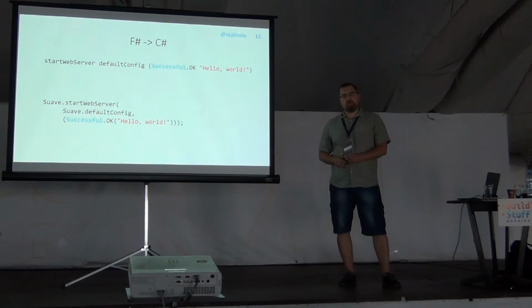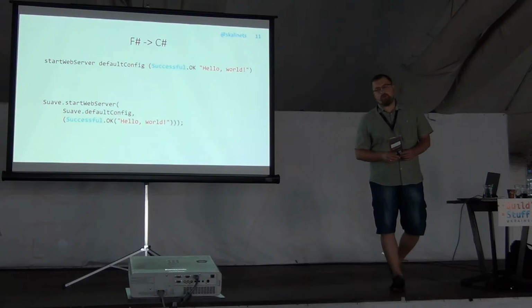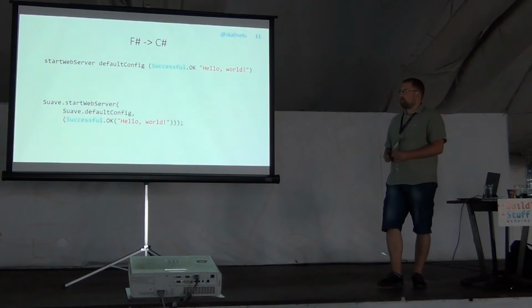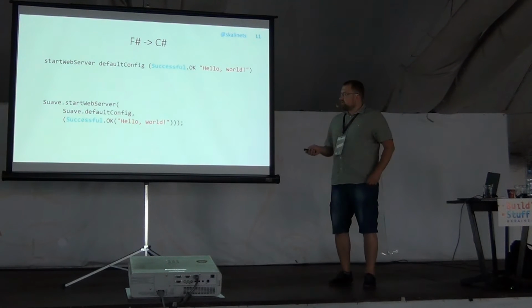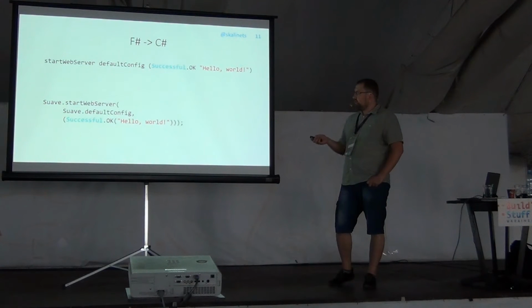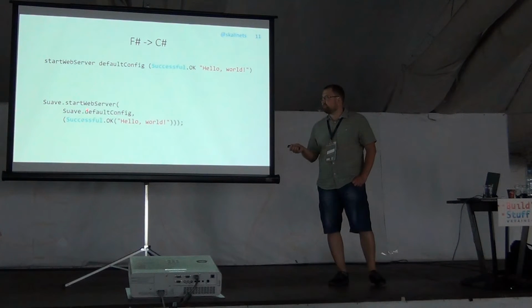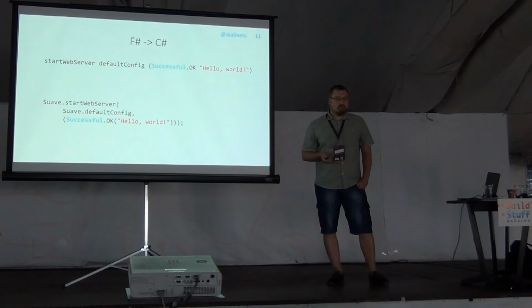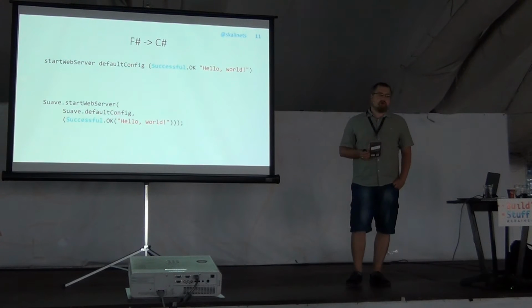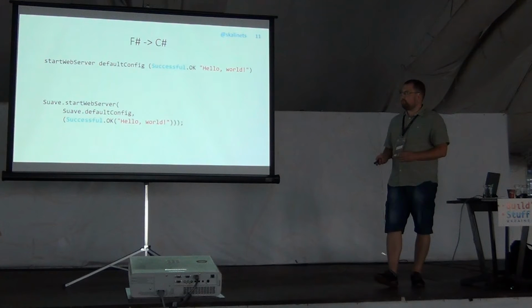Basically, every piece of code in Java or C# should be located in some class. In F#, it's not necessary, and it's not needed at all. So here we see the method start web server, that accepts two parameters. One is config, and another is something called web part. This web part is the main building block of the Suave library.